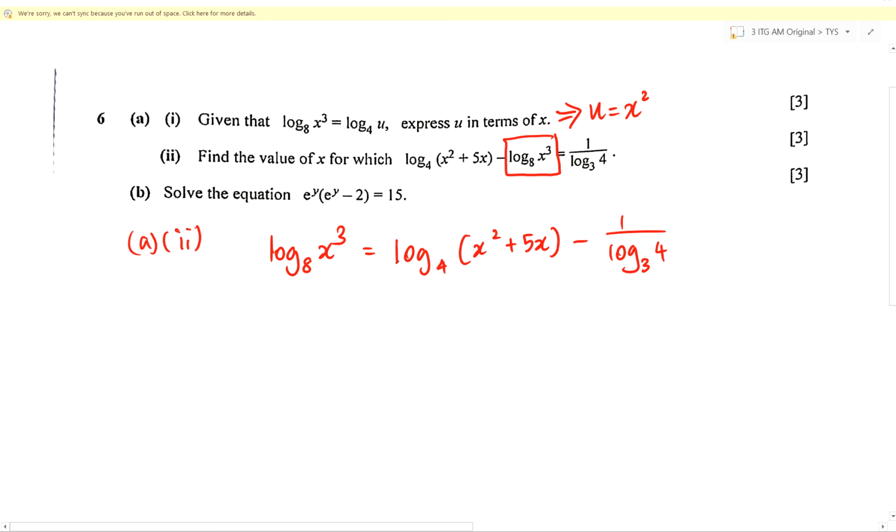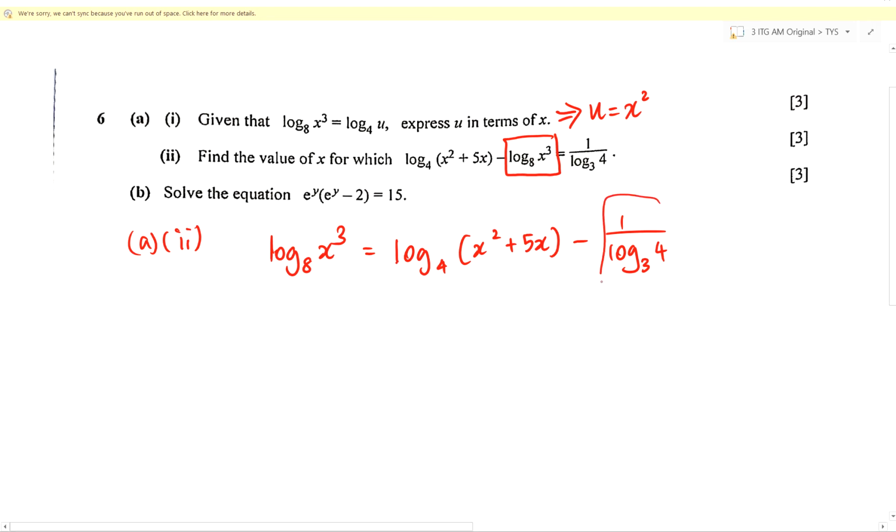Okay, so here again we have two different bases. I've got a log base 4, I've got a log base 3. We cannot just subtract them straight away. We need to make sure they have the same base. Would you like to change the base to base 3 or base 4?